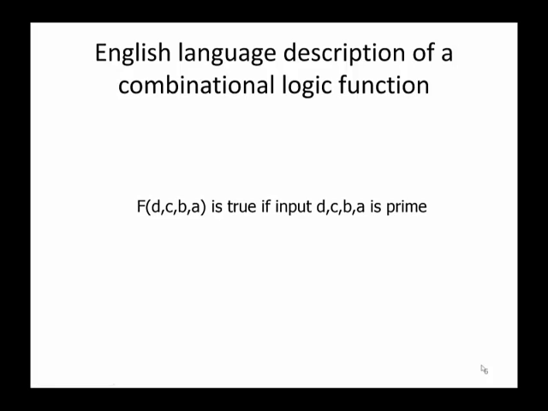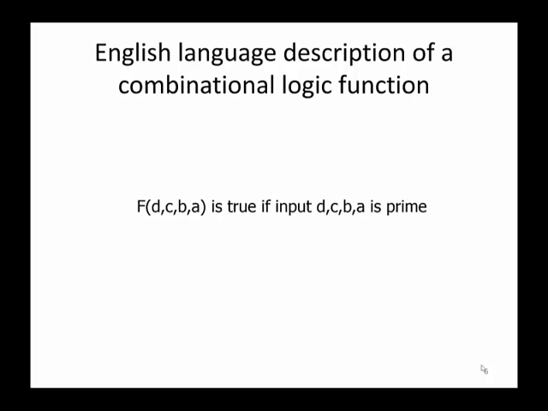Let's start by considering an example of how we might specify design in English. We will return to the design in this example several times throughout this lecture. In this example, we are interested in prime numbers, that is, numbers that are only divisible by themselves and the number 1. Examples are 2, 3, 5, and 7. We can specify this design using the following English statement. F with inputs DCBA is true if the input DCBA taken together as a 4-bit number is prime.